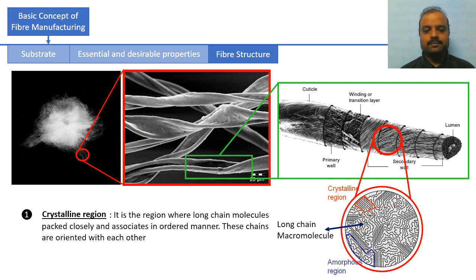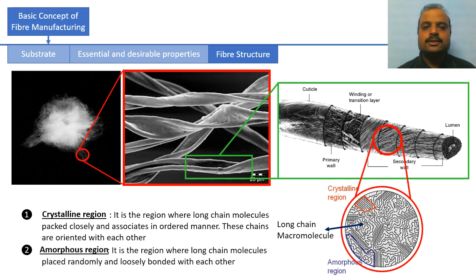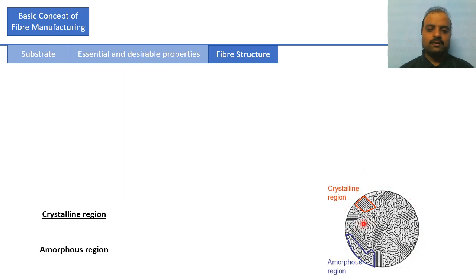and move forward again and understand the amorphous region. It is the region where long chain molecules are placed randomly and loosely bound with each other. Now, as you can see in this area, the molecular chains are placed randomly. There is no order between them, and they are placed haphazardly, right? And they are bound together loosely. So this region is called the amorphous region.